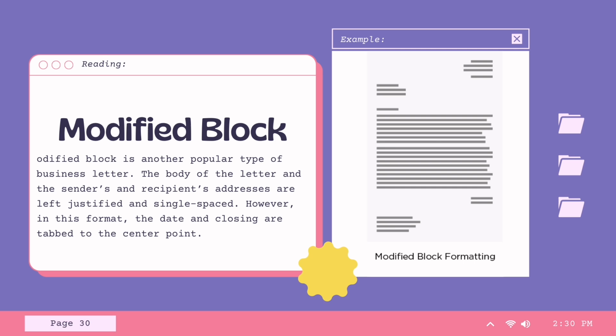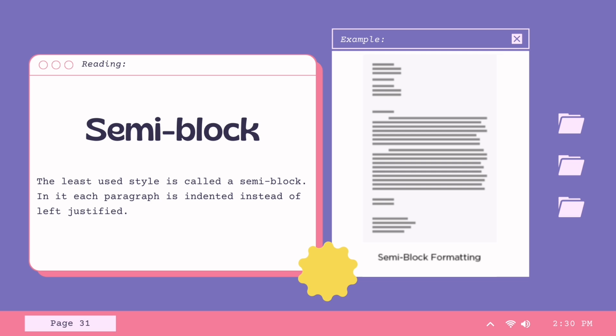Modified block. Modified block is another popular type of business letter. The body of the letter and the sender's and the recipient's addresses are left justified and single-spaced. However, in this format, the date and closing are tabbed to the center point. Semi-block. The least used style is called a semi-block, in which each paragraph is indented instead of left justified.